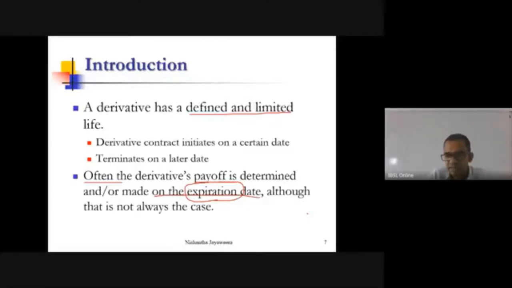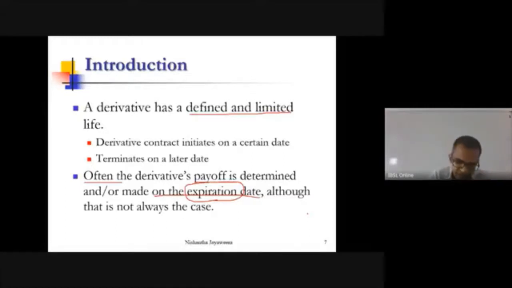But there are instances you don't have to wait until the maturity to decide the payoff. There are instances where you need not wait until the maturity to close the position or exchange the cash flows or the assets. You can do that before maturity. That depends on the nature of the product that you use.